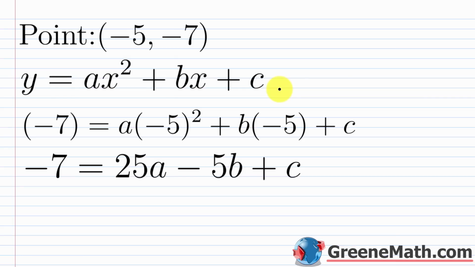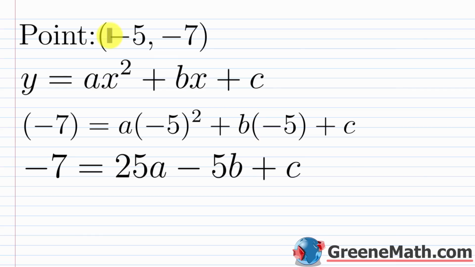And through solving the system of equations that you generate, you're going to end up being able to fill in this model. So you have y equals some value for a times x squared plus some value for b times x, then plus some value for c. So we're trying to find a, b, and c here. So let's go ahead and just plug in. I think this is fairly straightforward.